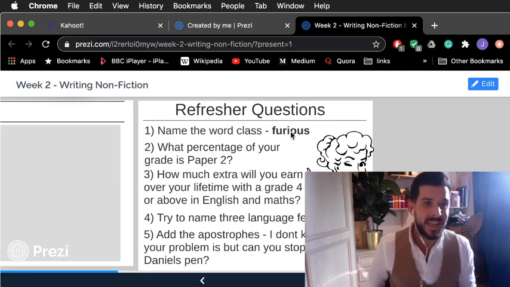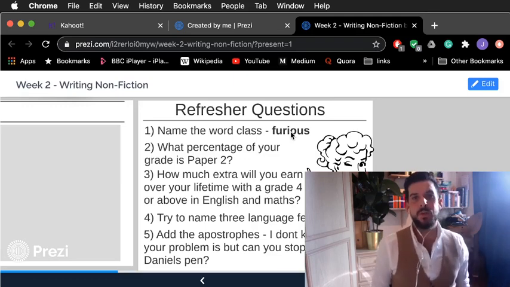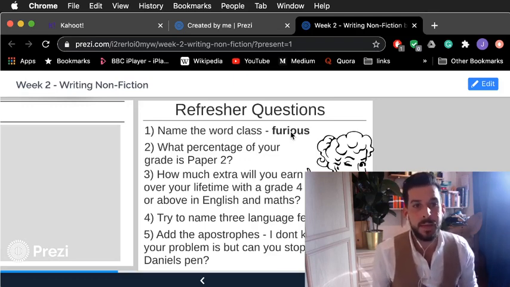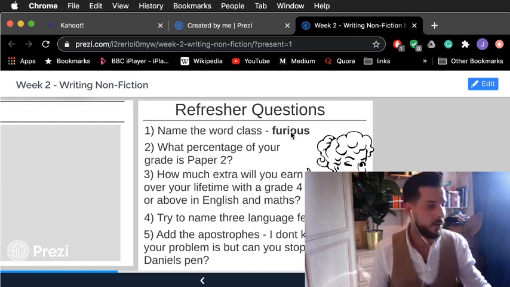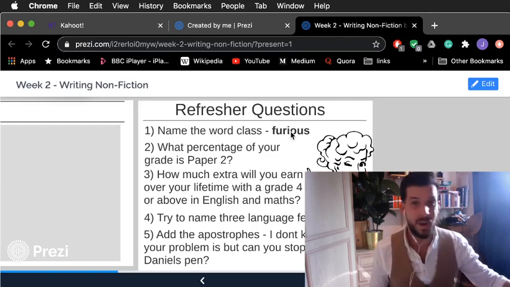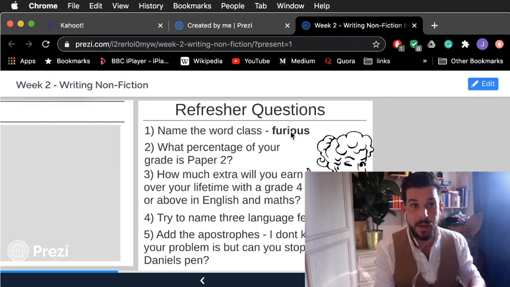Question 2, what percentage of your grade is paper 2? So it's not a 50-50 split. Paper 2 is 60% of your entire grade, okay? So having a good understanding of paper 2 is essential. And I know we went into lockdown during the pandemic, and most people have done paper 1, so the decision's been made to start with paper 2, which I think is a quite good one, okay?